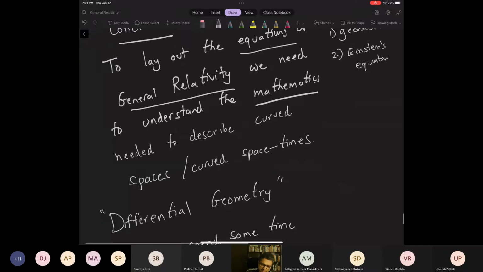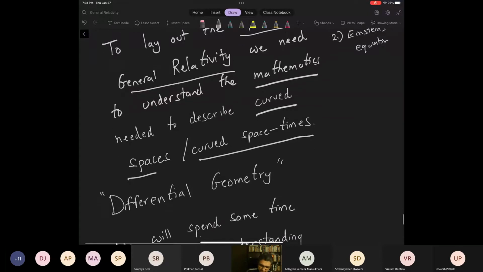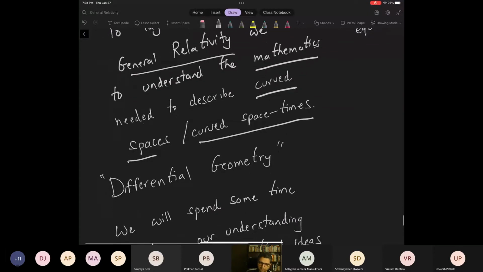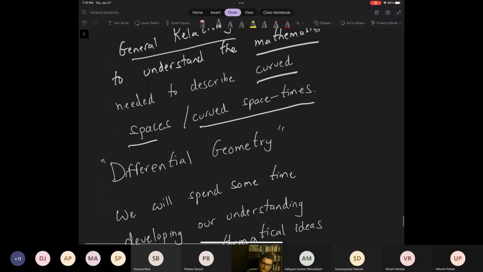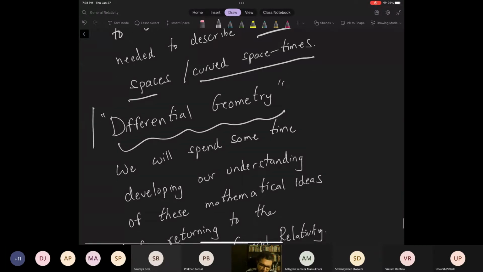And if we want to understand these equations of general relativity, we first need to develop the mathematics that is needed to describe curved spaces and curved space-times. The mathematical framework is not something that most of you have studied before. That framework is called differential geometry. So we'll first have to develop the mathematical framework of curved spaces or curved space-times, and that mathematics is described by something called differential geometry.